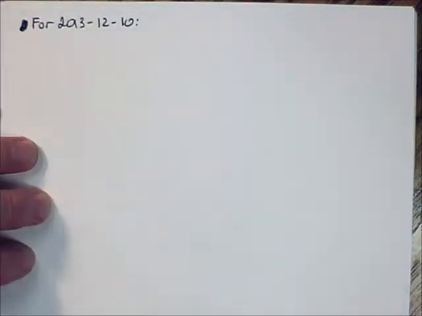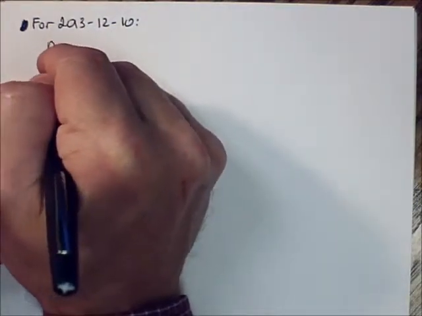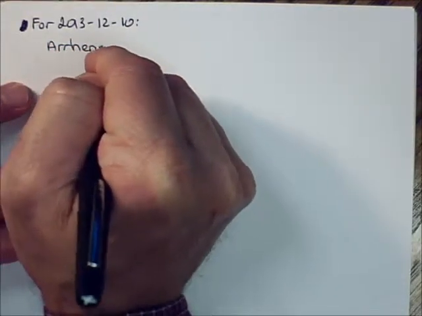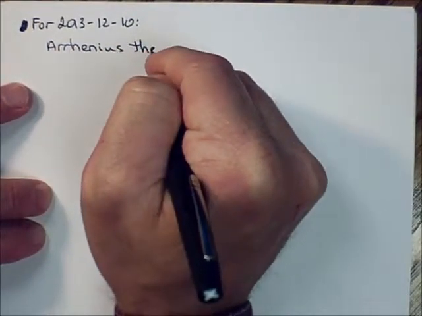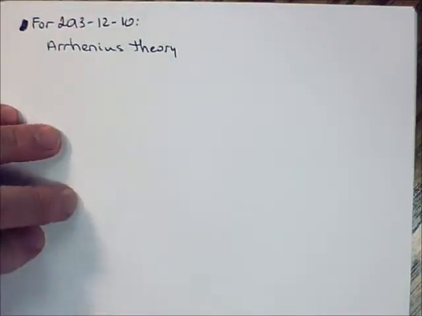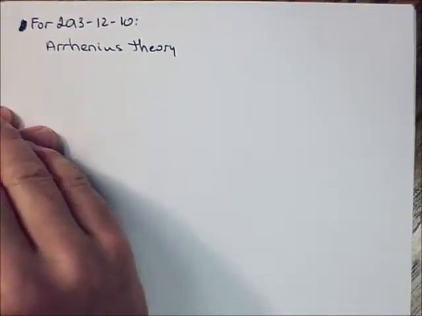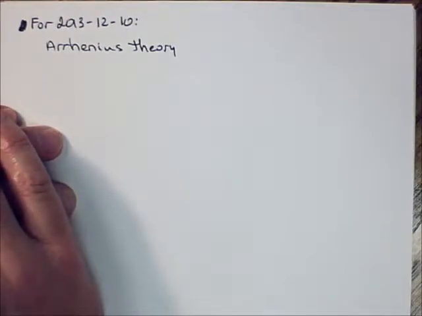Now, there are several different theories of acids. The one that we've been using so far is the Arrhenius theory, I should say the Arrhenius theory of acids and bases. The Arrhenius theory states that an acid is any substance that donates a hydrogen ion to water. And an Arrhenius base is any substance that donates a hydroxide ion to water.